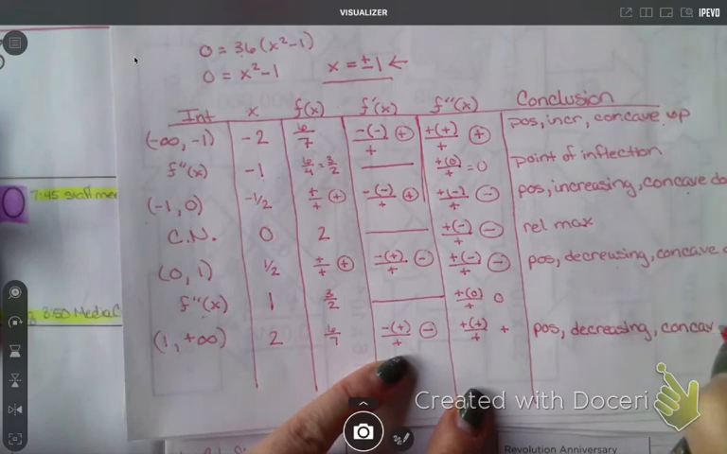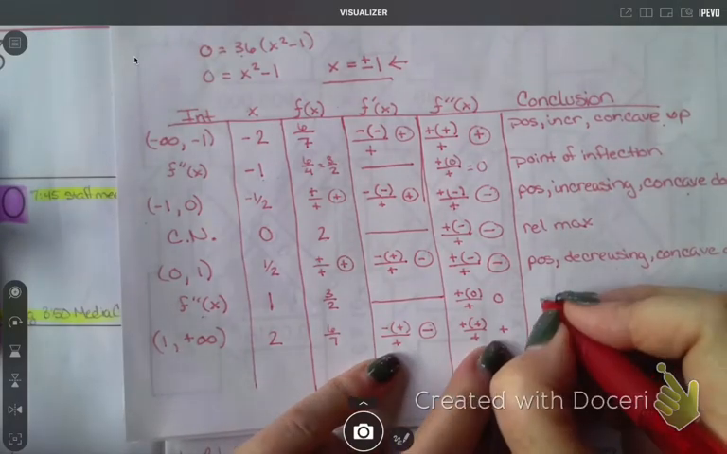I thought, well, maybe today I should write them out, right? The other one is a point of inflection. So this one is also a point of inflection.